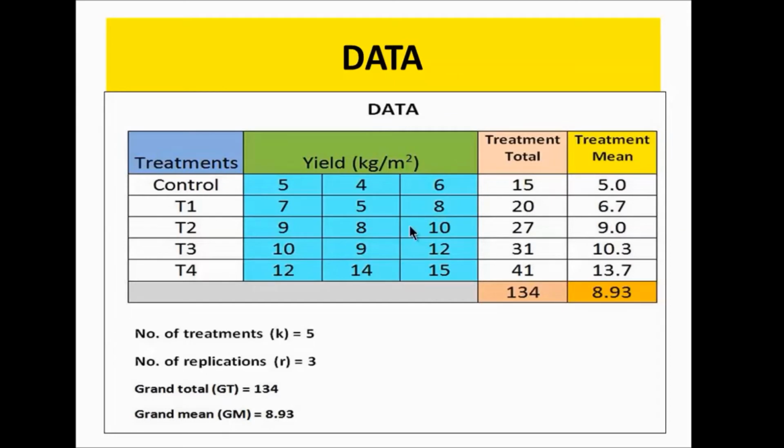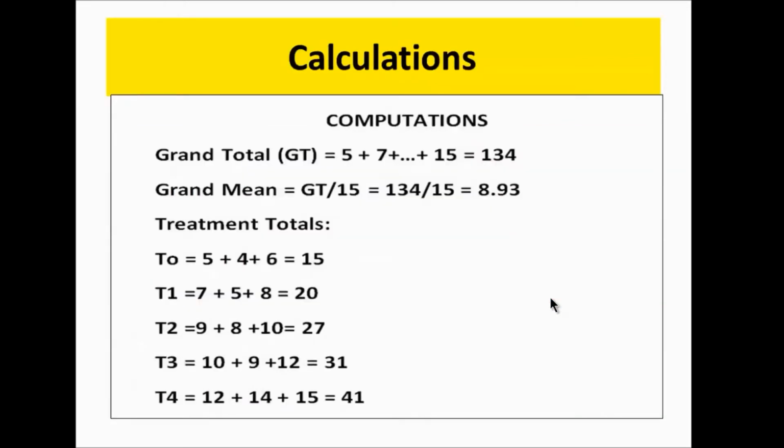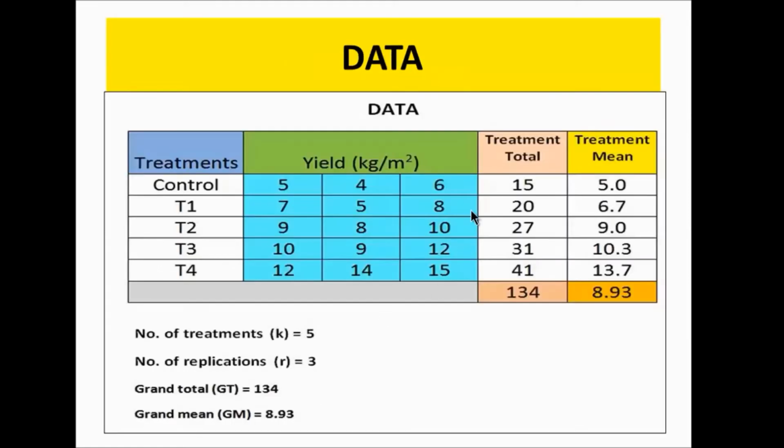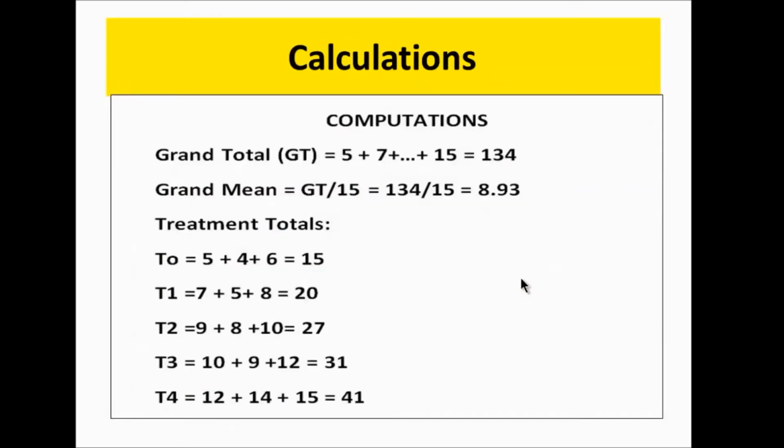So here, if you add 5 plus 7, 12, up to 15, you'll obtain 134, and that is what we call the grand total. And the grand mean, of course, will be the grand total divided by the number of entries, which is 15, so you'll get 8.93. And we just add the entries for each treatment, so you obtain the treatment totals, shown in the computation.